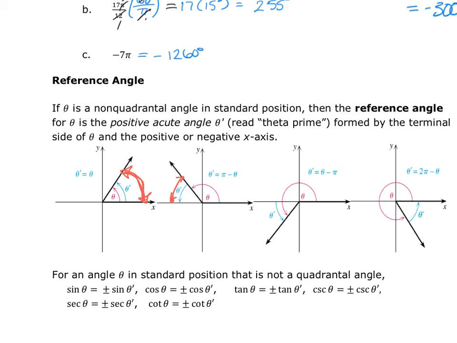Is distance ever negative in this class? No. Our reference angles are always positive because it is a distance rotation to the x-axis. All right? So in quadrant 3, I am coming back to the x-axis. In quadrant 4, I'm moving toward the x-axis. Okay? It is a distance rotation to the x-axis.